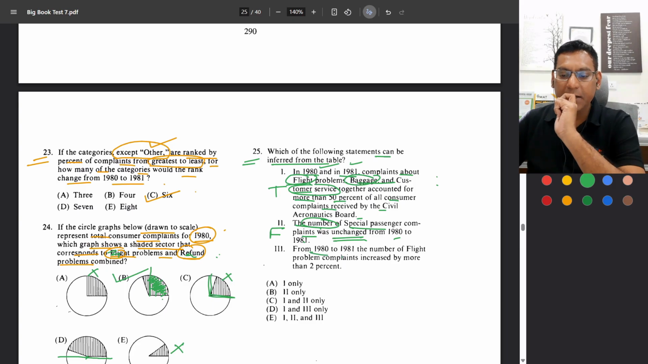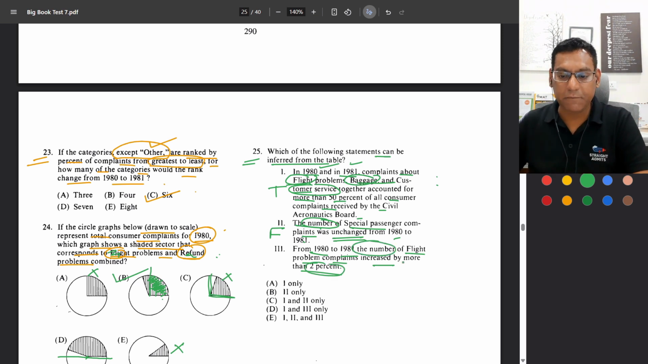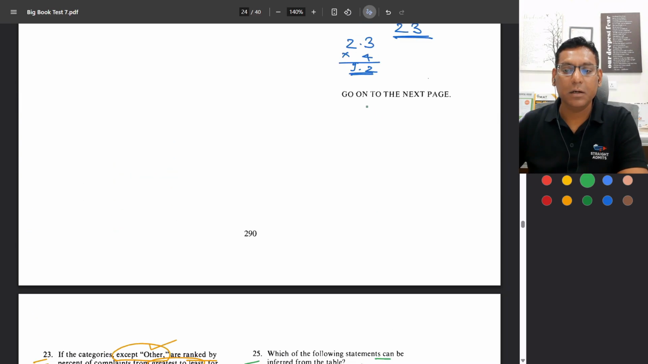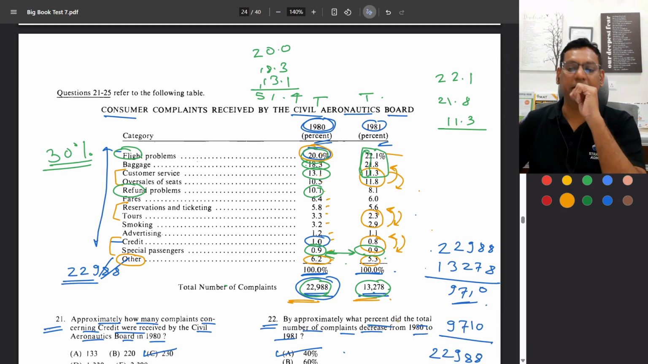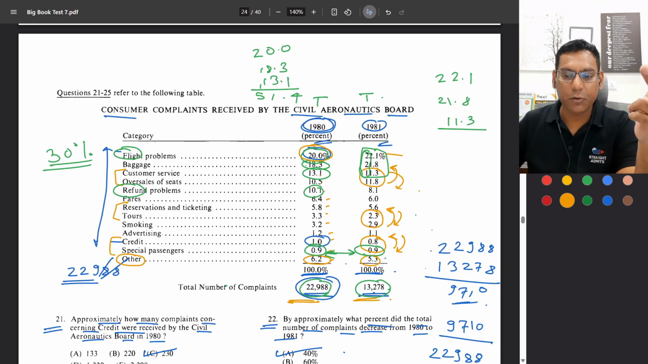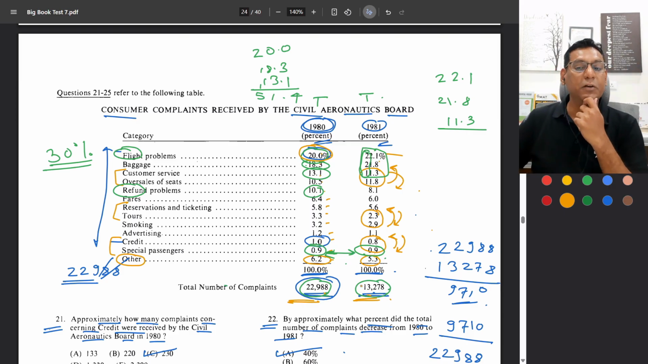So false. From 1980 to 81, the number of flight problems complaints increased by more than 2%. So I have to find out the absolute number and then I have to find out the percentage increase. What is that? Flight problems. Let's see, flight problems was 20% of this and 22% of this. How can I compare? One way is you find out 20% of this, which is basically divided by 5. This is also pretty much divided by 5. But the bigger logic here is you could do it that way. That will require a little bit of math.